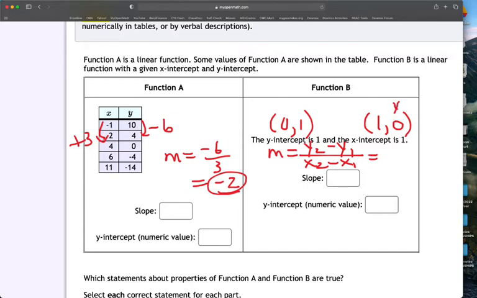So the second y value is 0, and we're going to subtract from that the first y value, which is positive 1, over the second x value, which is the x value of the second ordered pair, which happens to be positive 1. And we're going to subtract from that the first x value, which happens to be the x value in the first ordered pair. And we get negative 1 over positive 1, which is negative 1. So we can see that the slope from those two pieces of information is negative 1.